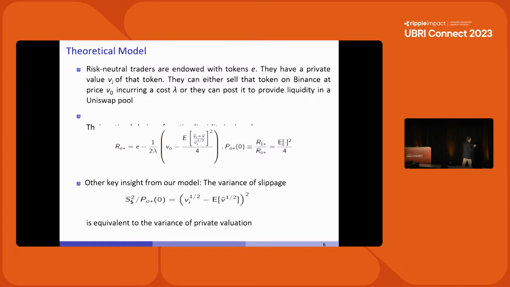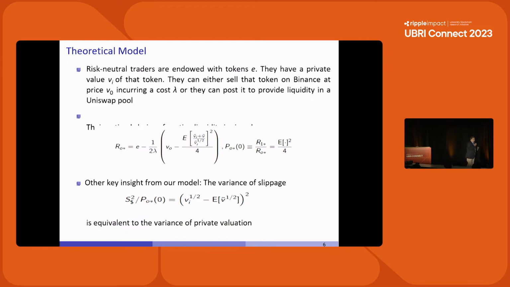They are suddenly endowed with certain tokens. So think of it as your uncle or your dad has given you a gift of tokens. Now you have two options in this world. Either you can sell those tokens on a centralized exchange like Binance, and there is a cost of selling, which I explained earlier, and that is lambda, the combination of the transitory and permanent trading cost. Or you can post all these tokens and provide liquidity on a Uniswap pool.